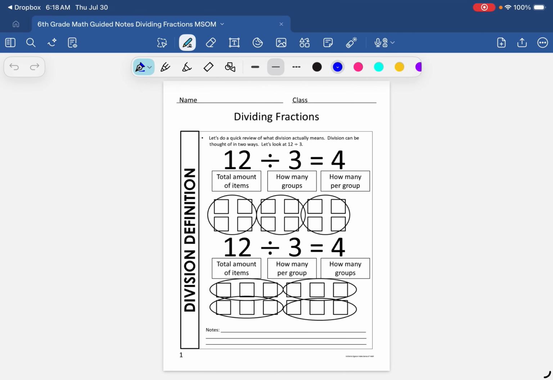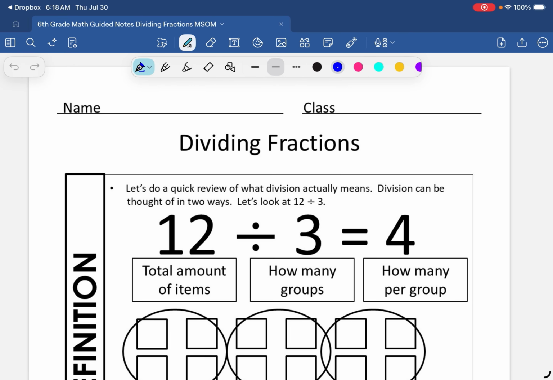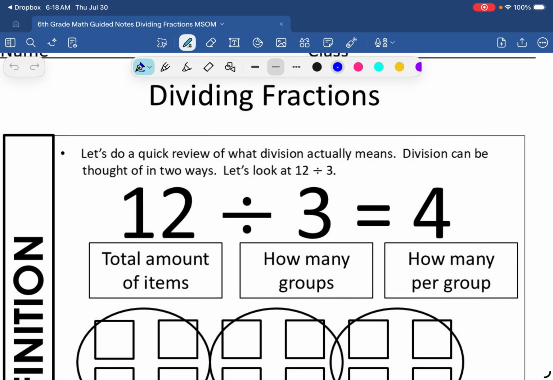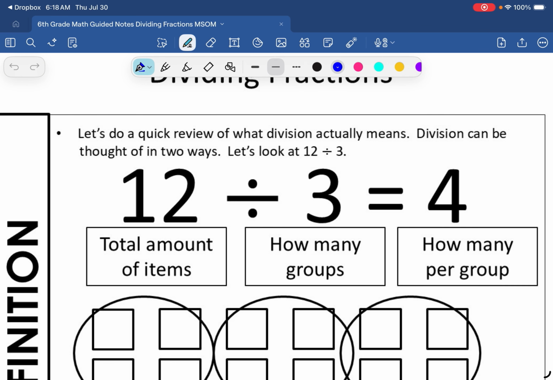Welcome to the Dividing Fractions Guided Notes. Let's get started. This first page is a quick review of what division actually means.